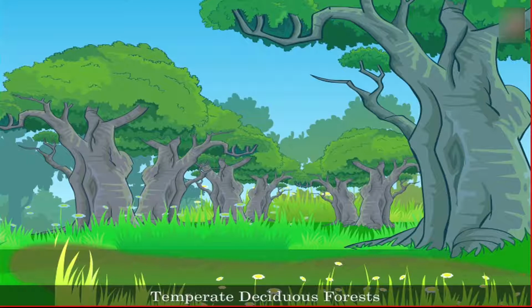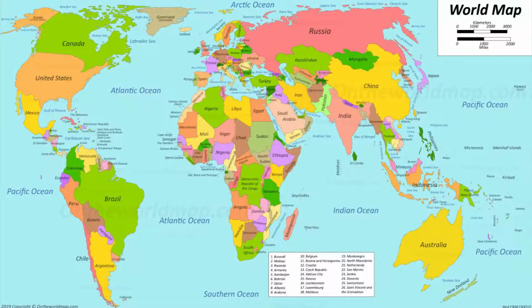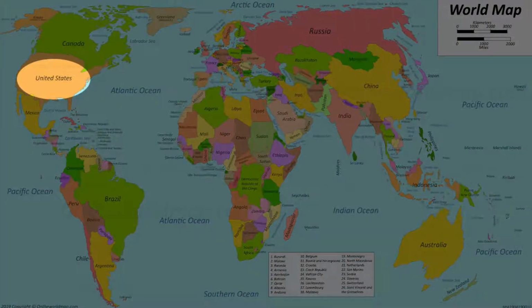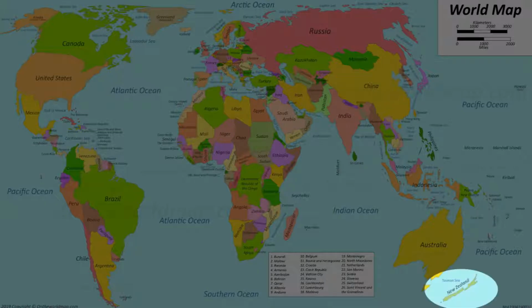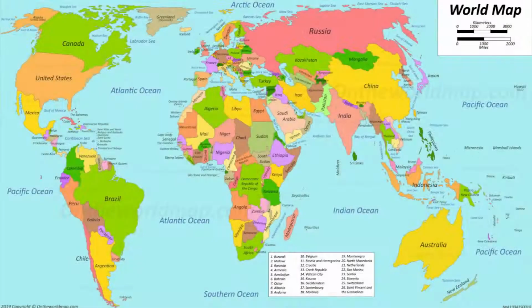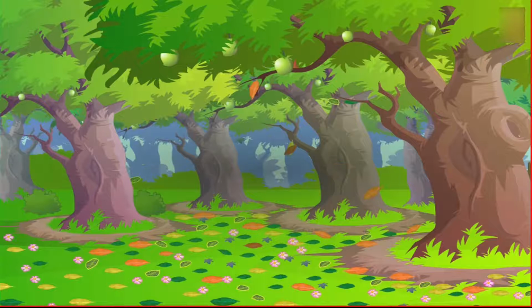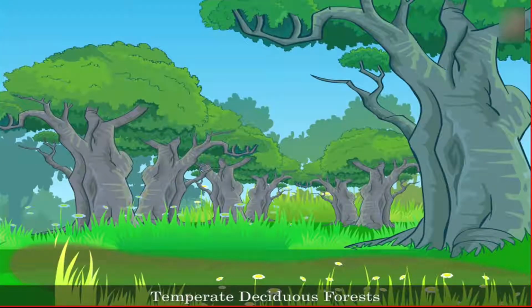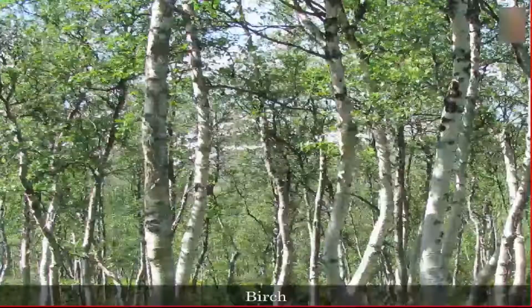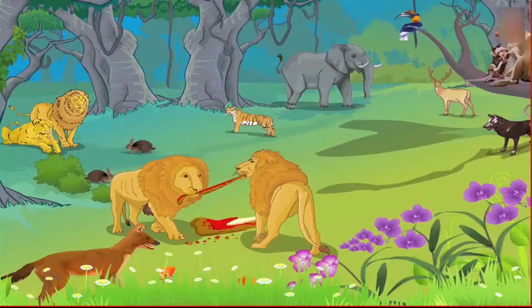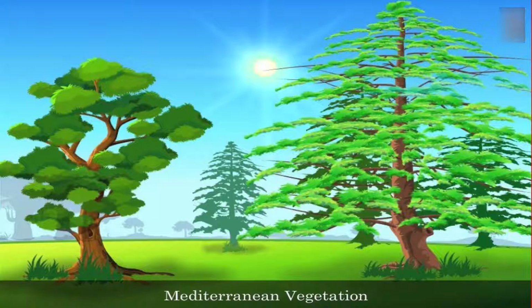4. Temperate deciduous forests. Temperate deciduous forests are found in the areas of higher latitudes like northeastern part of USA, China, New Zealand and Western Europe. The trees found here shed their leaves in dry season. Most common trees found here are oak, beech and birch, and most common animals found here are deer, foxes and wolves.